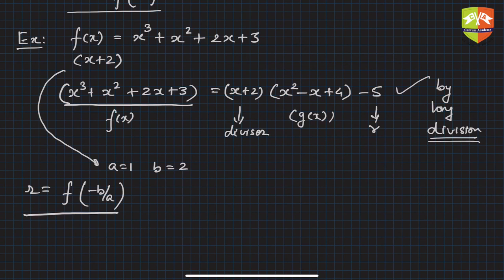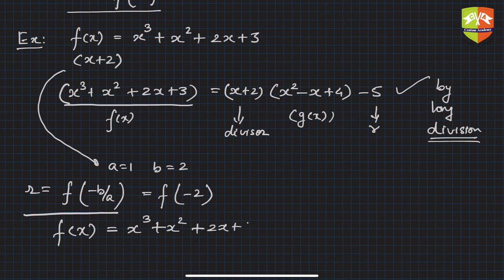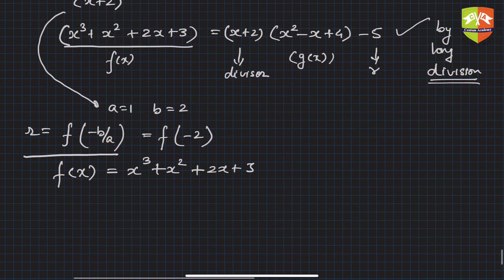Let's check. That means I have to find the value of f at minus b by a. So that means f of minus 2, because minus b by a is minus 2. So I have to basically find f of minus 2. Now what was f(x)? f(x) was x cubed plus x squared plus 2x plus 3, isn't it? That means we just have to find f of minus 2, and this will be the remainder. This is what it is saying. The remainder is f of minus 2.